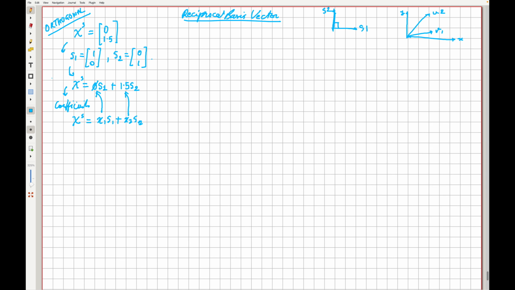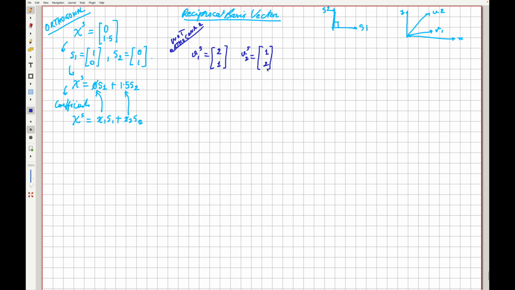Now let's try and see what happens if the basis vectors that we have are not orthogonal. If they are not orthogonal, then we have some different values. So let's assume that those vectors are as follows: v1, which is 2 1, and the other vector v2, that is equal to 1 2.